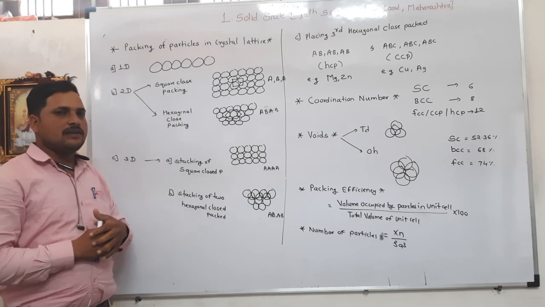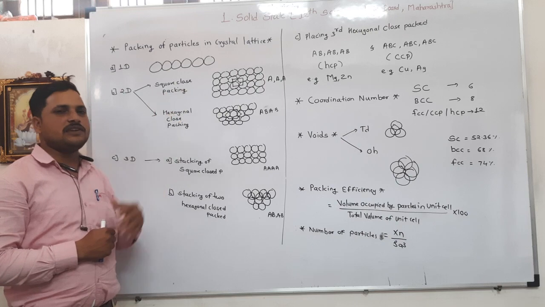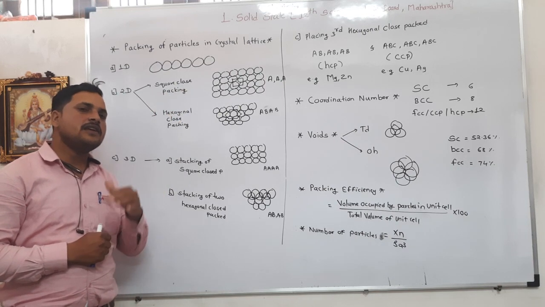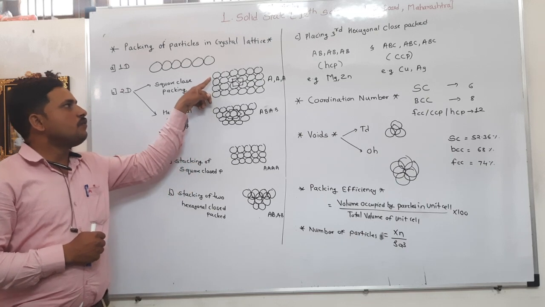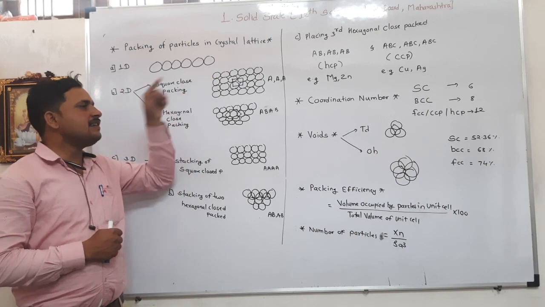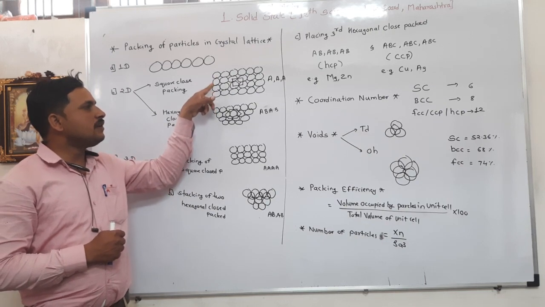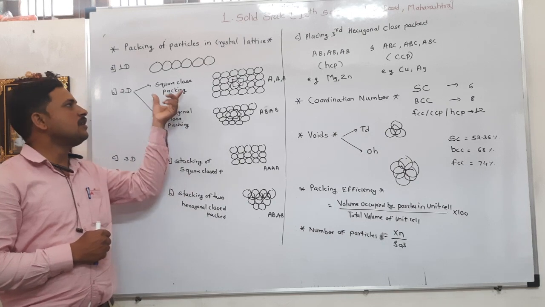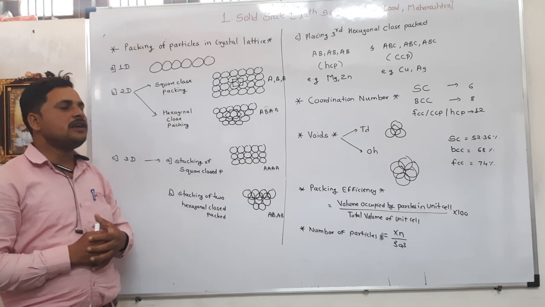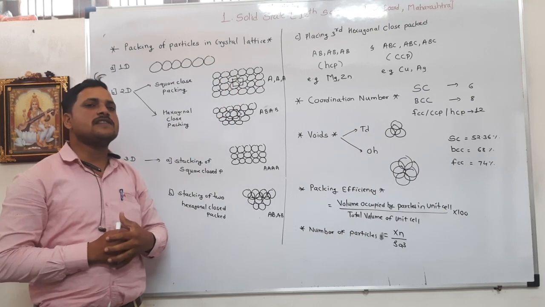In two-dimensional packing, there are two possibilities. These possibilities are based upon how the spheres are packed. When one row is exactly the same as the second row, meaning the rows are aligned vertically and horizontally the same as the other rows, it forms square close packing. It is known as square close packing because after packing it forms a square.